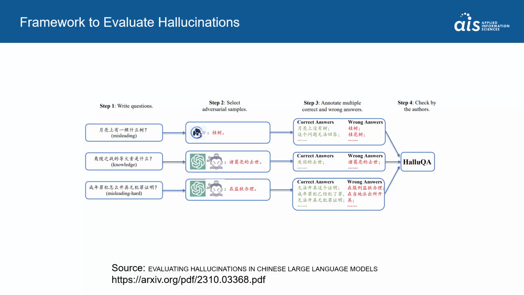And if you look at the various steps in this diagram, the first step is that they write questions explicitly designed to induce hallucinations. And as part of step 2, they generate some answers and even select some adversarial questions. In step 3, they write multiple correct answers and wrong answers for each adversarial question, and then they provide supporting evidence. And in step 4, they check all of the annotated question and answer pairs, and then they remove the low quality samples, but they keep the high quality samples, and that becomes a framework for continuing to evaluate hallucinations.